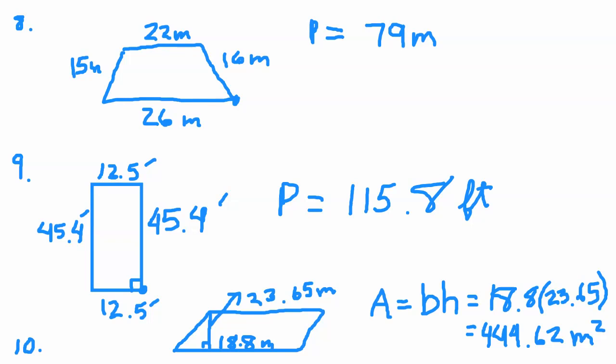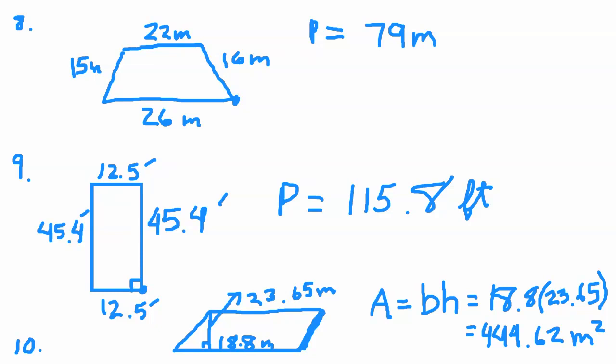Now notice that if we had to find the perimeter of this parallelogram, we would have needed this other side length, which we're not given. So be careful that you're looking for what is asked for. Here we are asked for area. If you're doing perimeter, you need the distance all the way around.